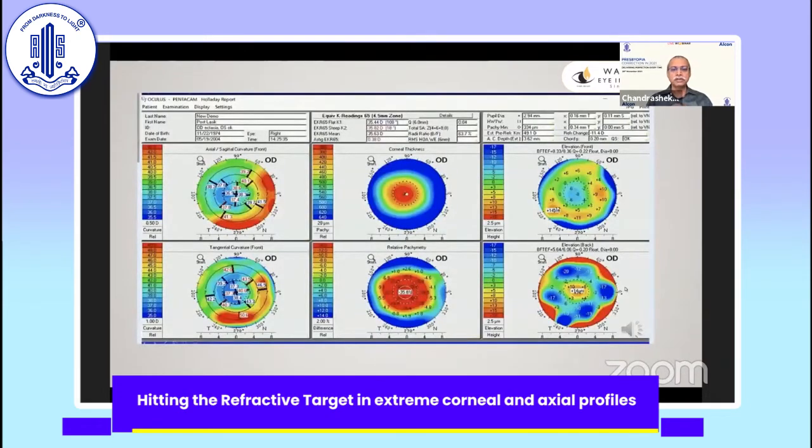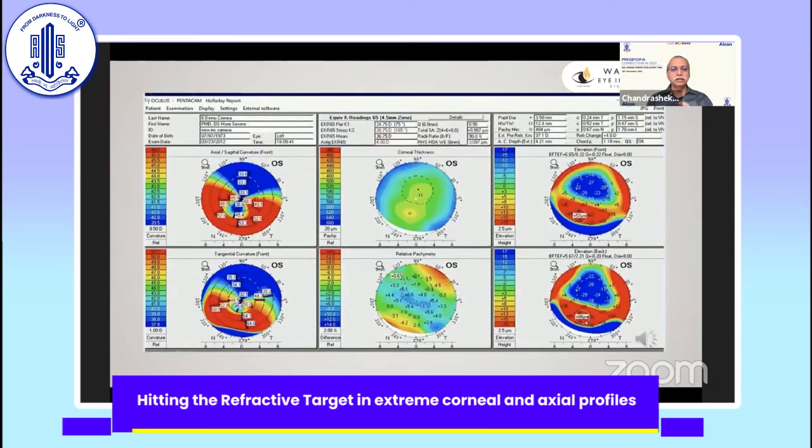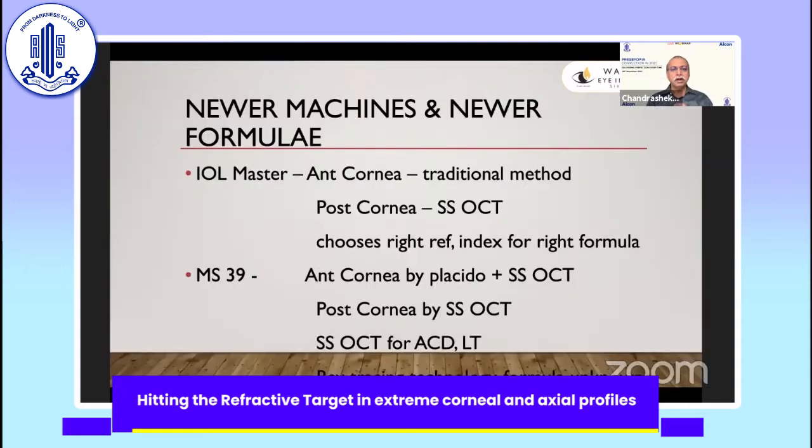This is a post-LASIK case at our hospital, EKR. Then similarly, a PMD case. Then what about newer machines and newer formulae?